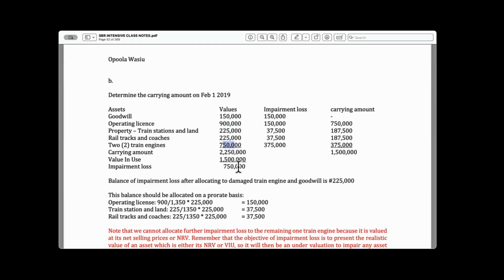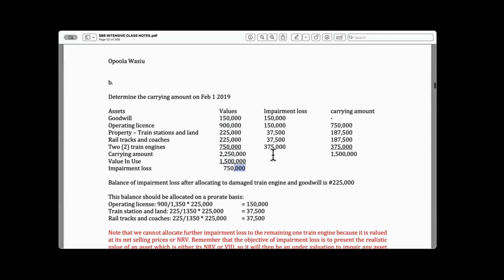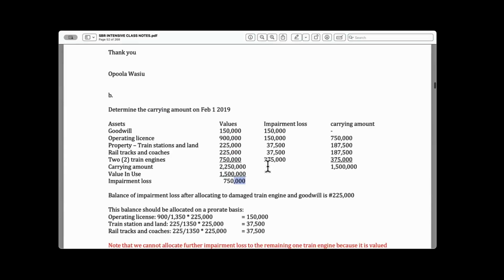Then the impairment loss of 750, which is the carrying amount minus the value in use, the difference between these two. Then I share the impairment loss among these assets. And I allocate the impairment loss first to a physically damaged asset.